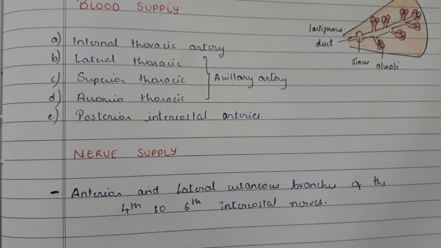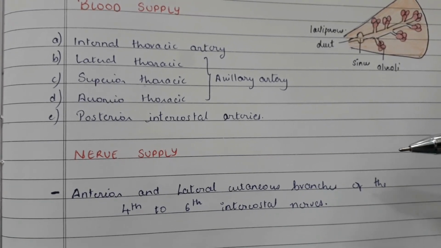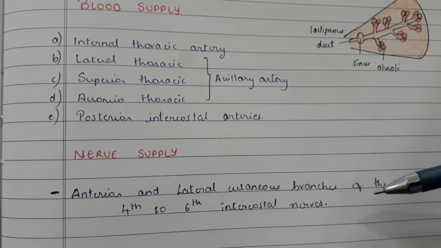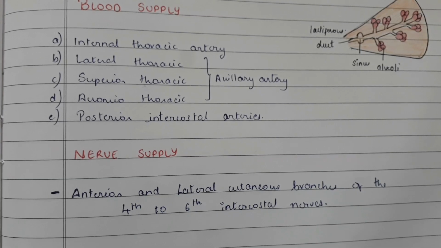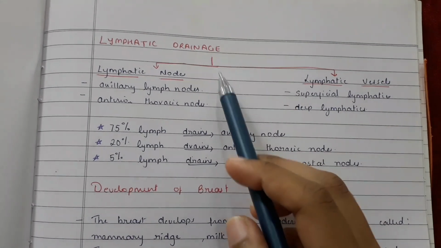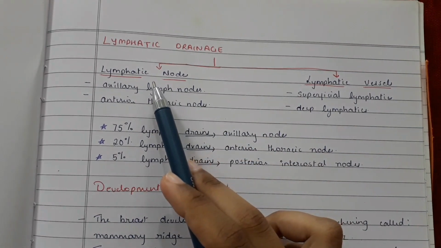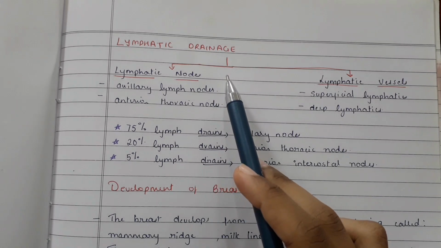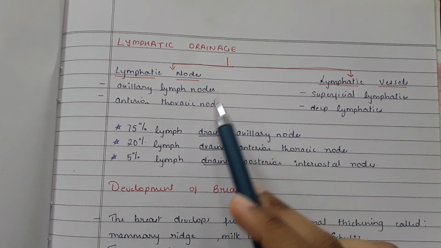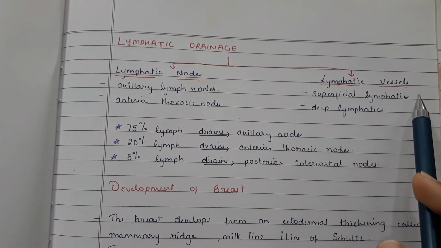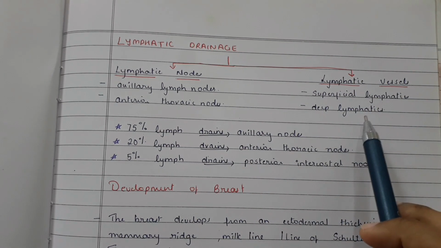Nerve supply of breast. The breasts are innervated by the anterior and the lateral cutaneous branches of the 4th to the 6th intercostal nerves. Lymphatic drainage of breasts. The lymphatic drainage is divided into lymphatic nodes and lymphatic vessels. Under lymphatic nodes, we have the axillary lymph nodes and the anterior thoracic lymph nodes. Under lymphatic vessels, we have the superficial lymphatics and the deep lymphatics.